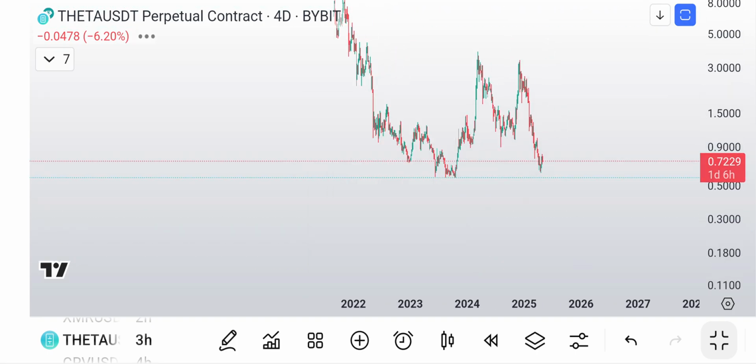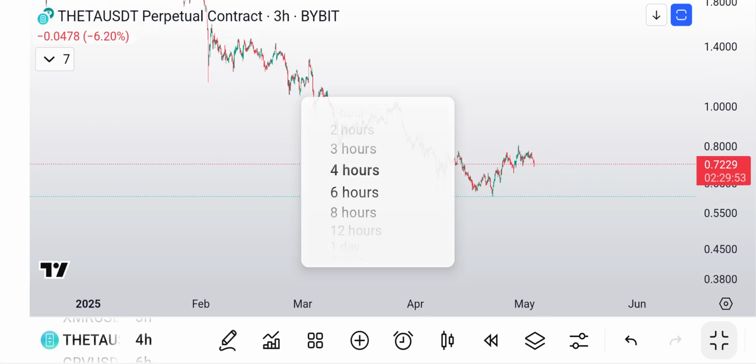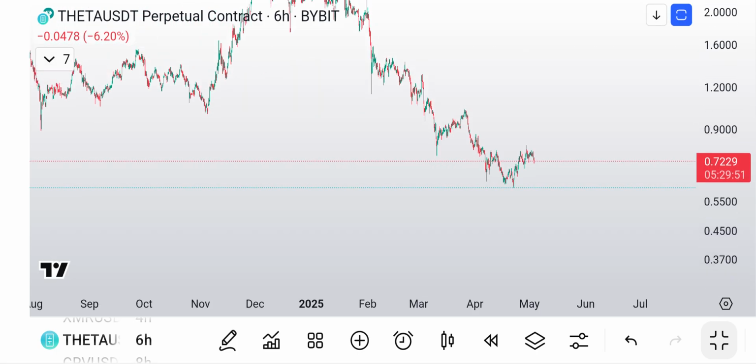If you look, if we zoom in to Theta, and when I say Theta, I really mean the whole market too.